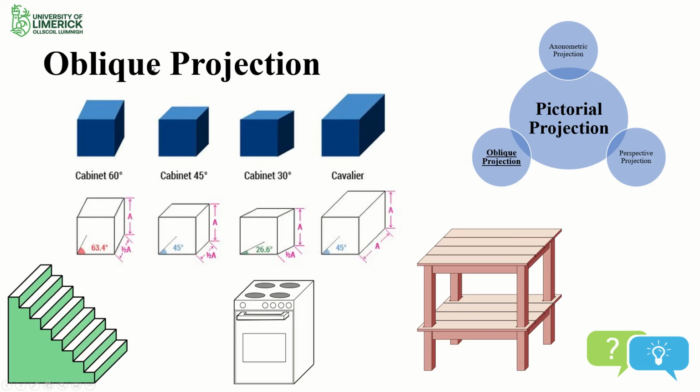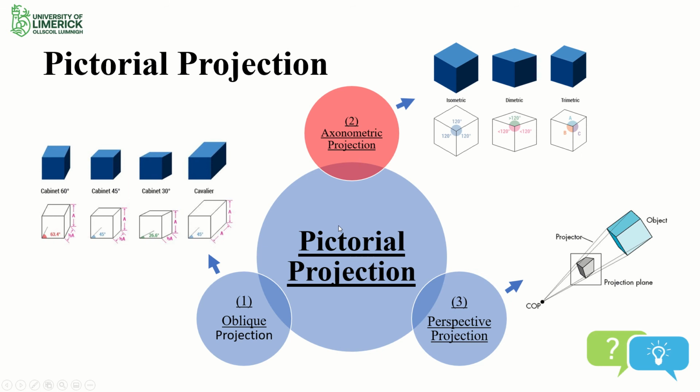So this is oblique projection. Very simple. There's 2 different types, cabinet and cavalier. You can also see here the way in which you can draw it, and you can also see examples of it being carried out to, I suppose, represent different objects. Now, this is a nice simple one. We don't have to worry about this, so we can move on to our second, which is axonometric projection.